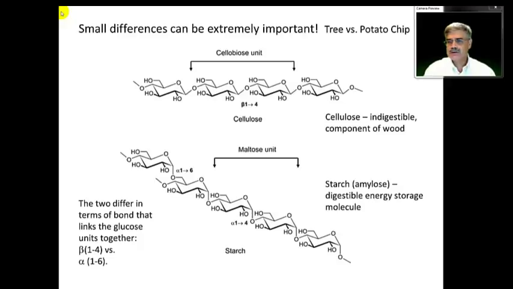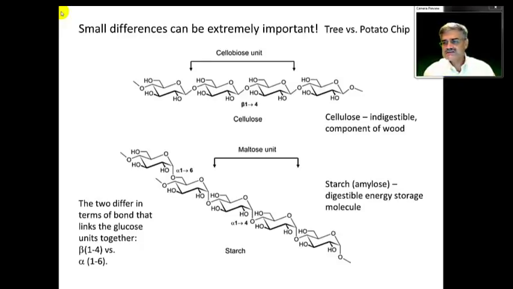And here are 2 final examples, and what I say is the small differences can be extremely important. The difference between a tree and a potato chip. The top molecule is something called cellulose. Cellulose is a major component of trees, wood or cotton. And I show you in this drawing that cellulose is actually a polymer. It's a homopolymer with glucose units repeating one after the other.